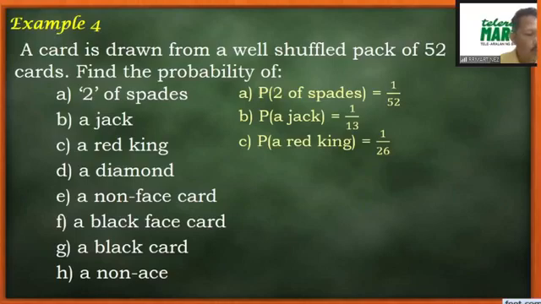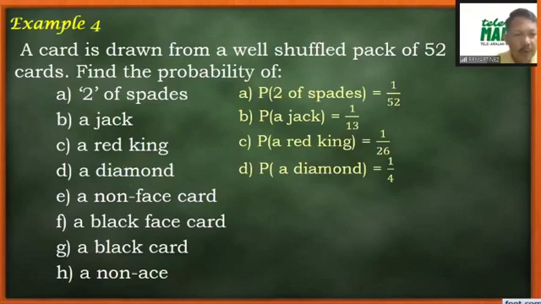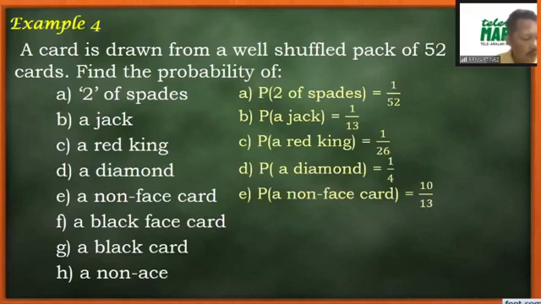Okay, how about getting a diamond? Any answer from the chat box? Getting a diamond. So we have 1/4. Very good. Angelica Morante, Maggie Valerio, Melissa, also very good. Now, letter E. The probability of getting a non-face card. Okay, so what is the probability of getting a non-face card? So, 10 over 13.